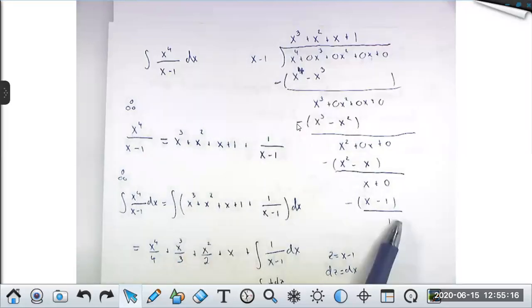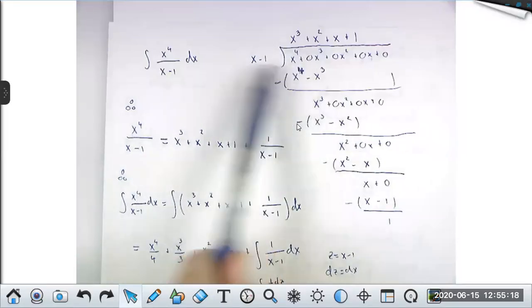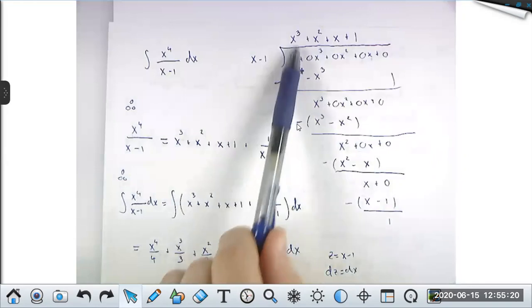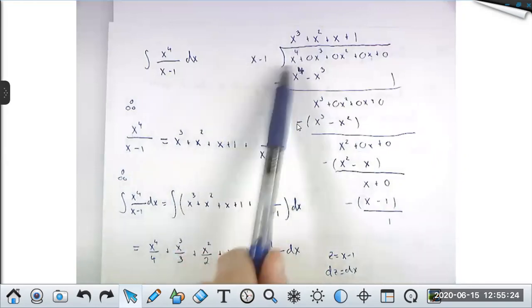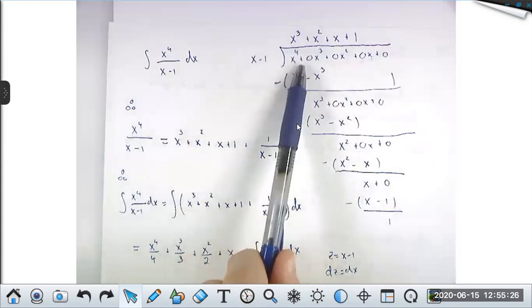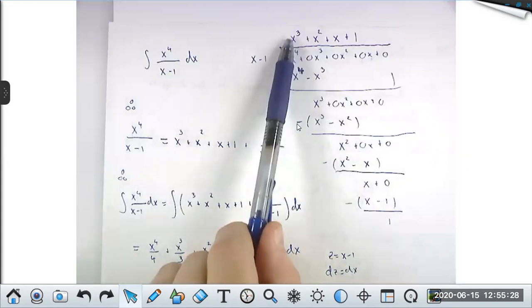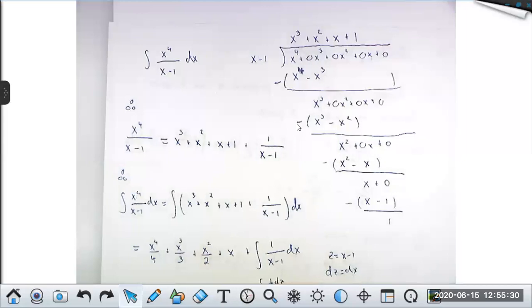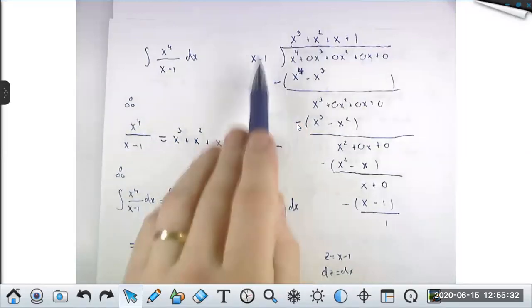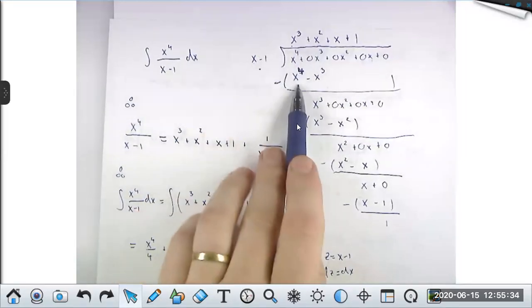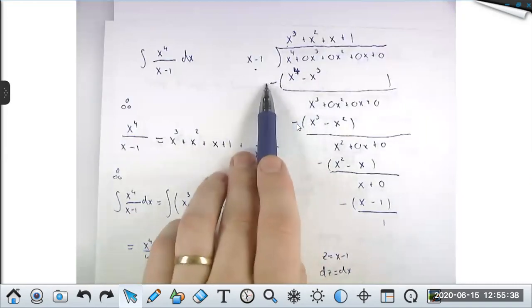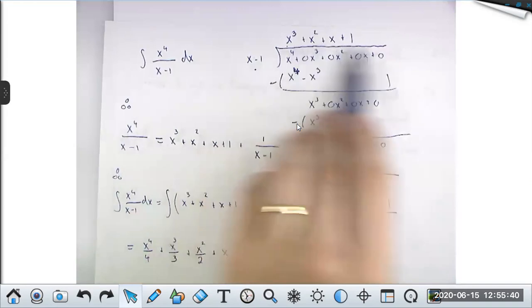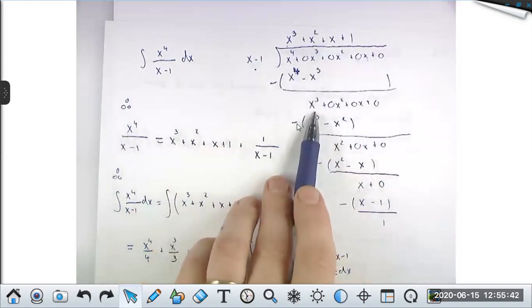To do the actual division, we pay attention just to the lead terms. So to get this x cubed, I ask, by what must I multiply this x in order to get this x to the 4? And the answer is x cubed, right? X cubed times x is x to the 4. Then I distribute this x cubed over this whole term, getting me x to the 4 minus x cubed. And then I subtract this whole row from this whole row. And that gives me this.